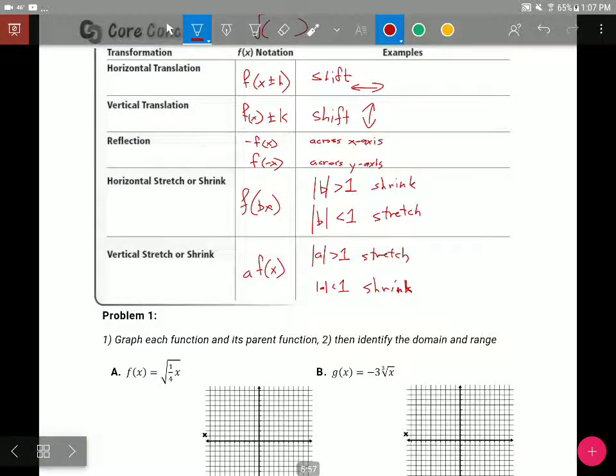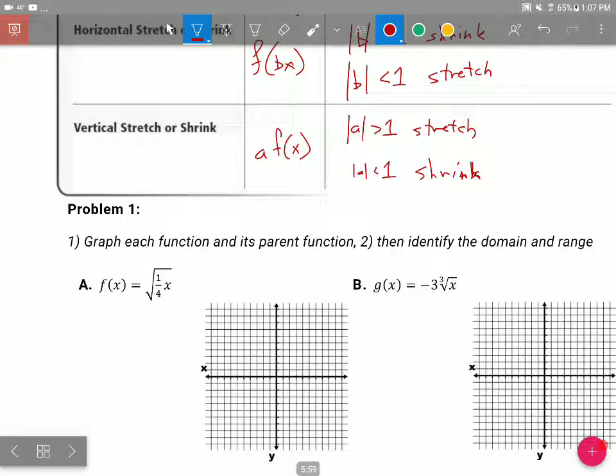Let's keep rolling. Graph each function and its parent function. I'm not going to graph the parent. I'm just going to graph the function. And then identify the domain and range. Okay, so to graph these, the most important piece is that endpoint. Well, the endpoint is at your h, k. It's whatever is added on the inside or outside.